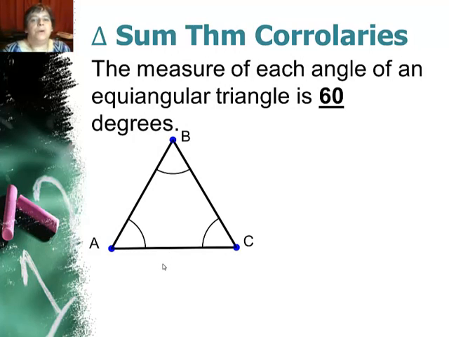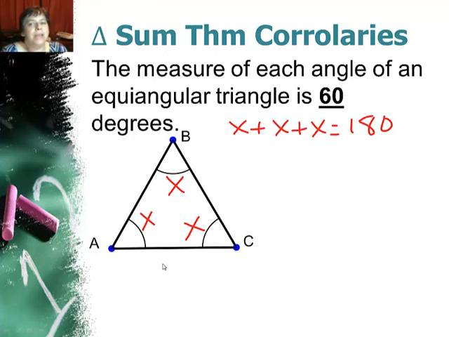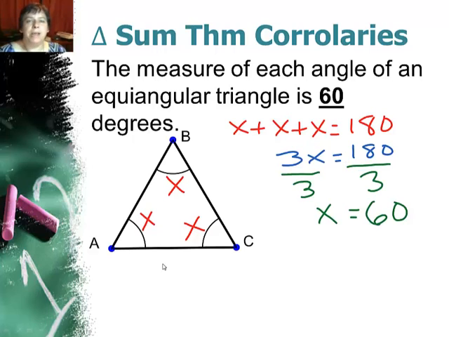Now, another corollary is that the measure of each angle of an equiangular triangle is 60 degrees. Equiangular means that all angles are equal, so I label them all with x. If I add all the x's together, I should get 180 because there are 180 degrees in a triangle. Combine like terms, and I get 3x equals 180. Divide both sides by 3, so x is 60, which means that it doesn't matter about the size of the equiangular triangle. It will always have three 60-degree angles.